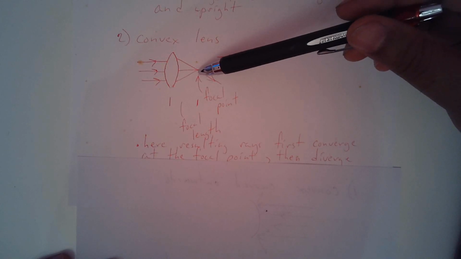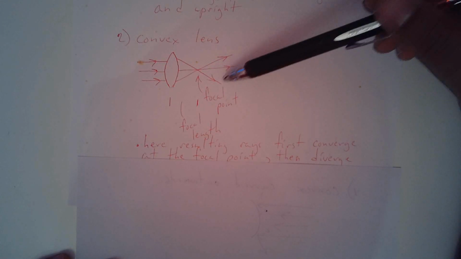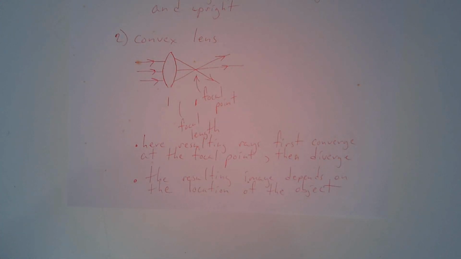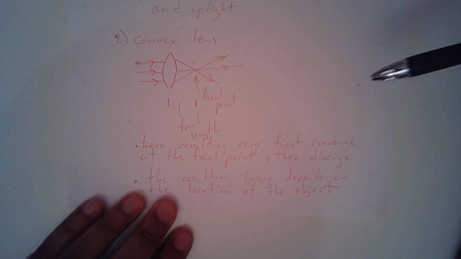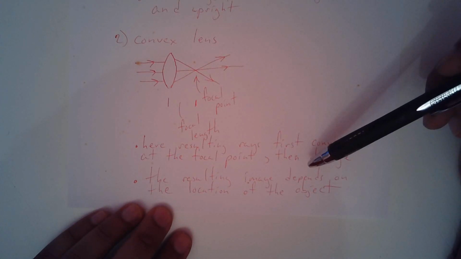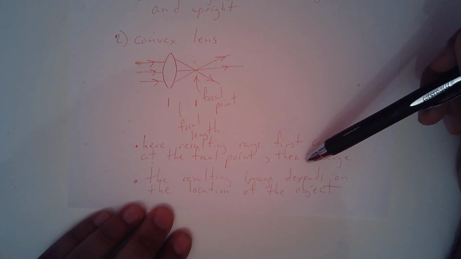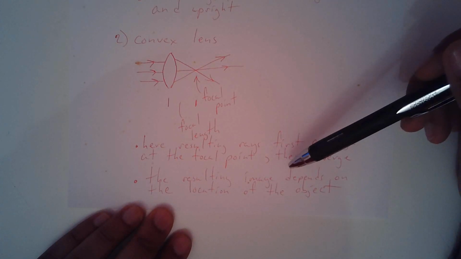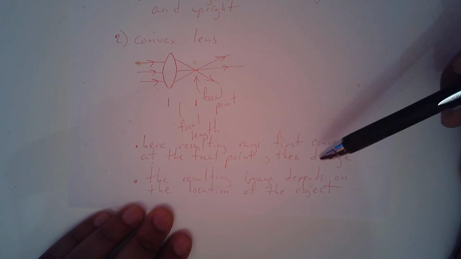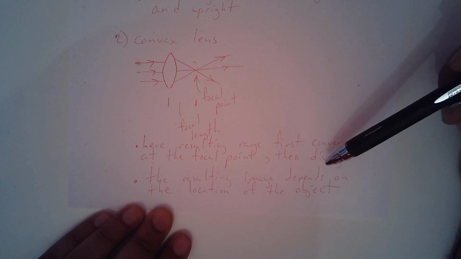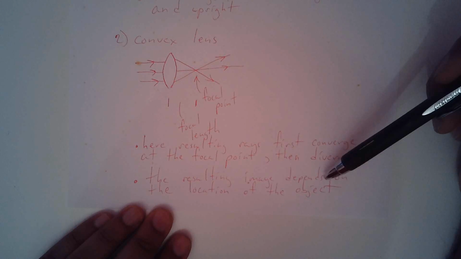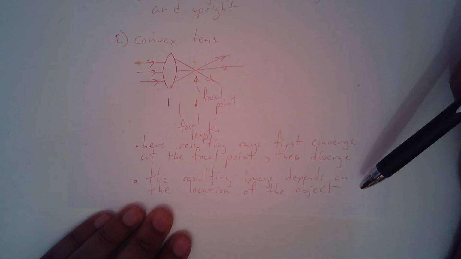And then after the focal point, the light rays start to diverge. So the resulting rays first converge at the focal point, then they diverge. And then here, just like with the mirrors that we talked about last class, the resulting image depends on the location of the object. Where the object is will dictate what size and orientation the image has, in terms of what the image is going to look like.